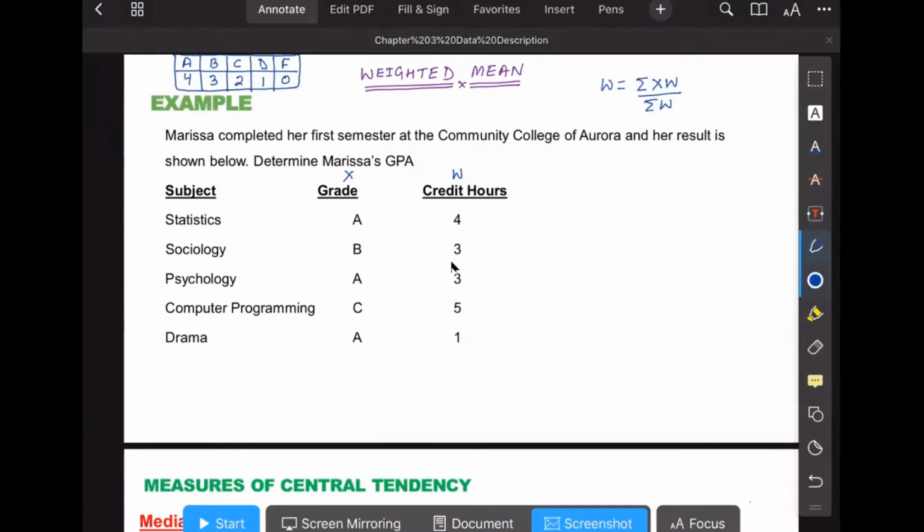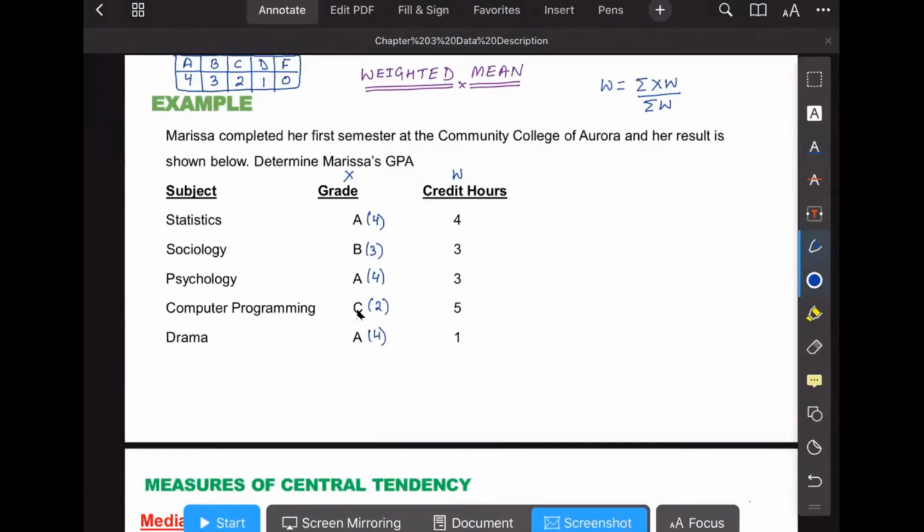So here you can see statistics A, meaning of that is 4. And then sociology is B, that is 3. Psychology is A, so that is 4. Computer programming is C, and that is 2. And then drama is A, which is 4. You can see there are so many A's: in statistics, in psychology, and in drama.